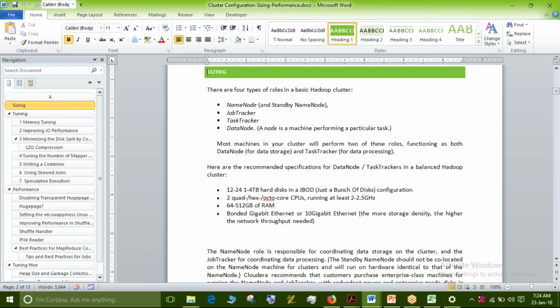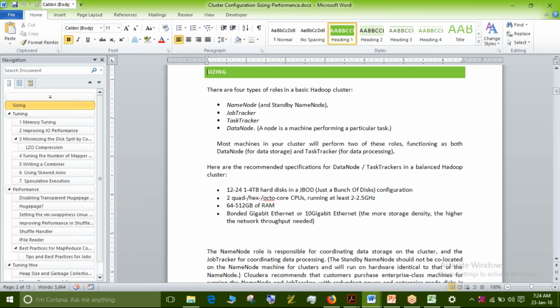Of course, what is the task tracker? What is a task tracker? Is it resource manager? No, it is node manager. Job tracker, yeah, this is a node manager. Yeah, you're right, node manager.